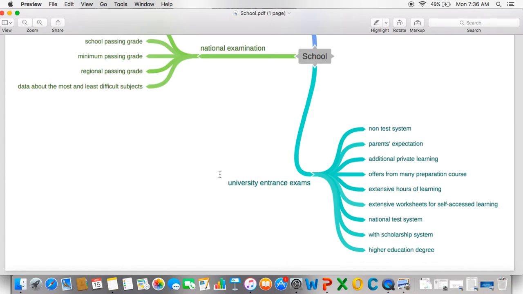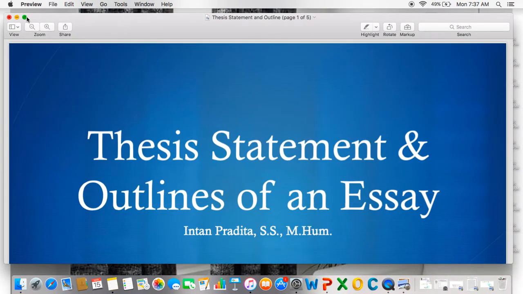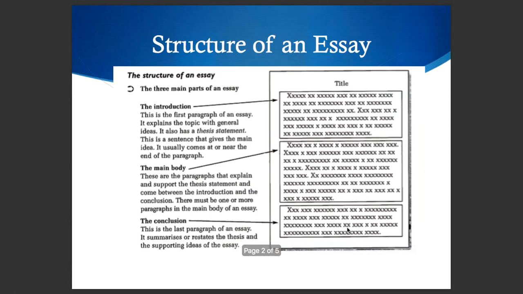Okay? So after we choose the topic, now we have to find how to make an outline of our essay. Okay, so we have done brainstorming, and now we are going to learn how to make the outlines. Right. So let me share to you the structure of an essay. I think you're familiar with this, but let me recall your memory.